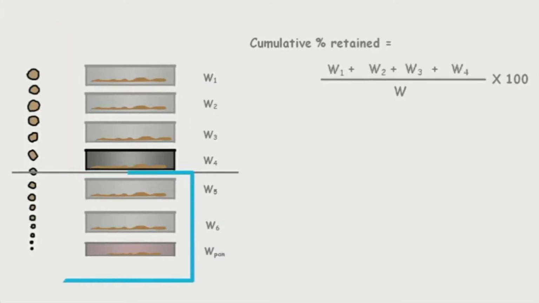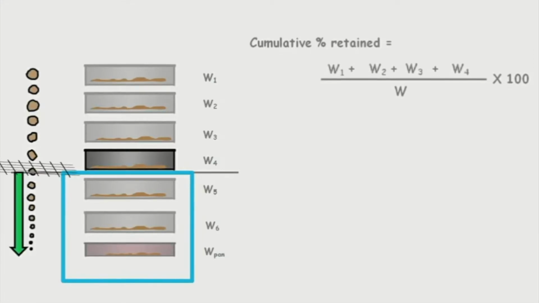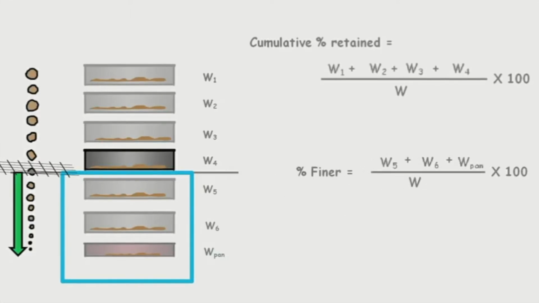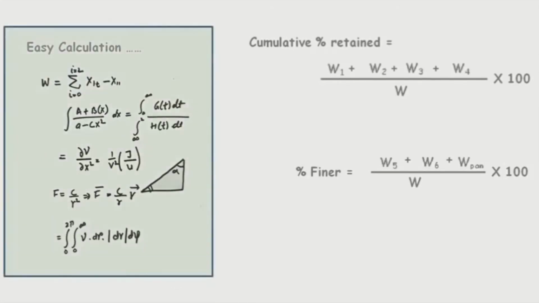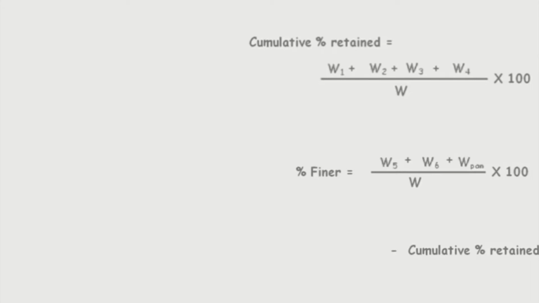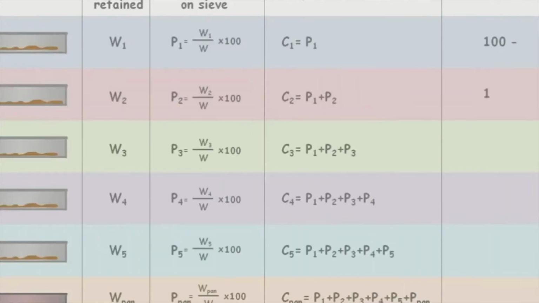And the amount of soil below the sieve is the finer portion of the sample, which has particle size smaller than openings of this sieve. Total weight of this portion as a percentage of the total soil sample is the percentage finer of this sieve. Now this can be easily calculated by simply subtracting the cumulative percentage retained from the 100% of soil sample. Now we can complete our table. The whole procedure I discussed is dry sieve analysis.